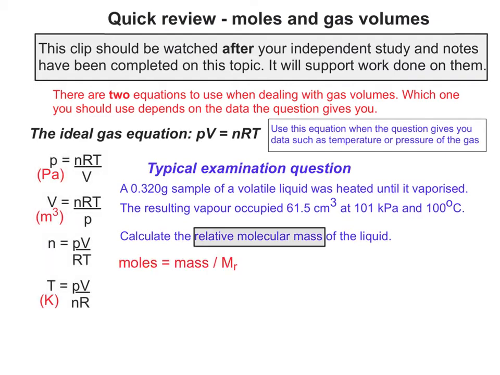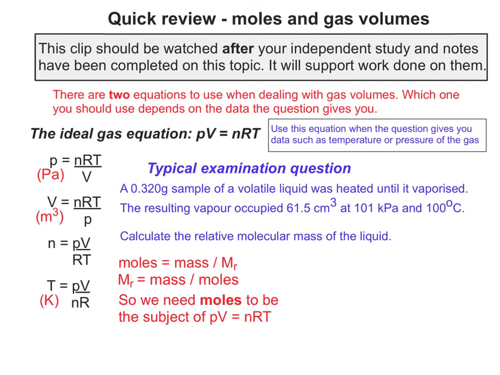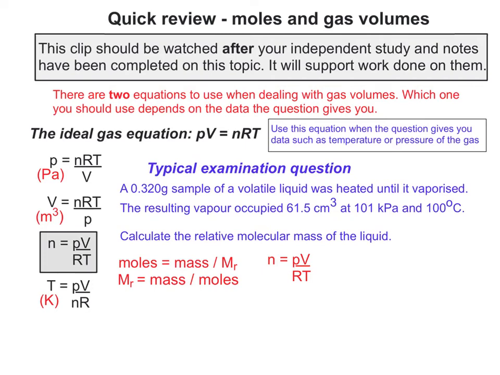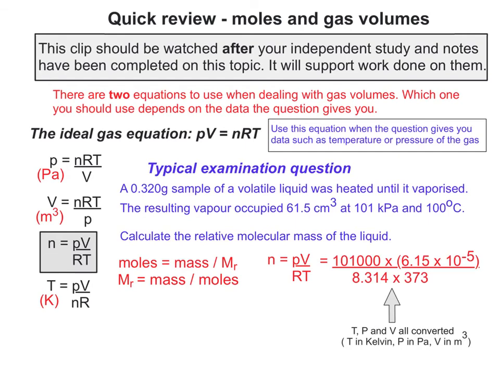So the fact that they want the relative molecular mass means that you're going to be using moles equals mass over Mr, or more importantly, Mr equals mass over moles. So therefore we need moles to be the subject of PV equals nRT. So the first thing you do is write out the rearrangement, because doing this shows that you've thought of something and it'll get you a mark. So the next stage is to put in the numbers correctly converted. So I've converted temperature, pressure and volume because all of them were in the wrong or the incorrect format for PV equals nRT.